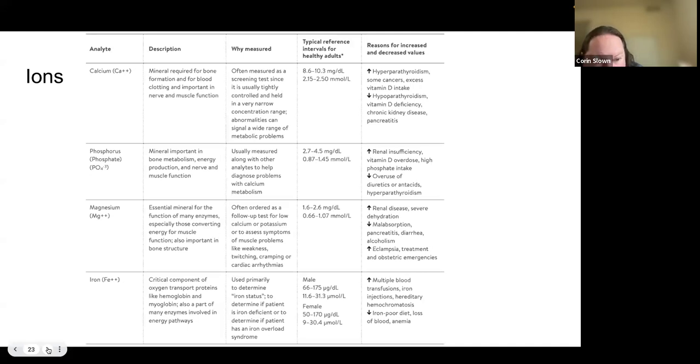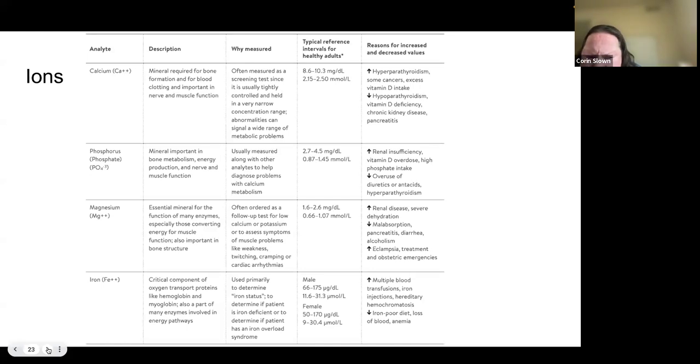If we think about magnesium, magnesium is critical for enzymes. Say, for example, a kinase can't function without magnesium. So when we're thinking about converting energy to muscle, and actually we have magnesium play a role in bone structure as well. So typically we don't order magnesium initially as part of a panel. It's usually a follow-up if there's something off with the calcium or the phosphate numbers.